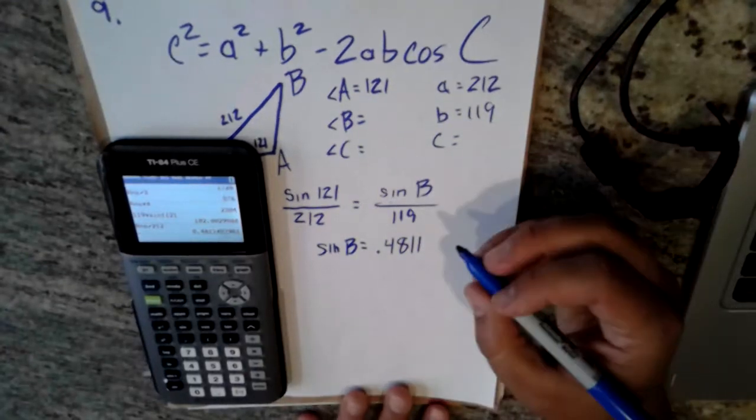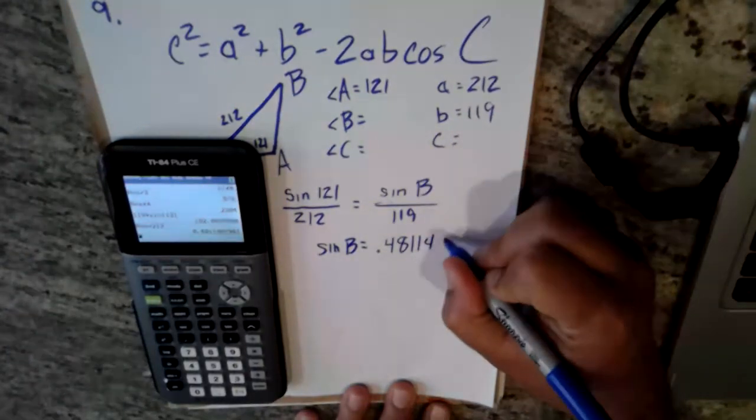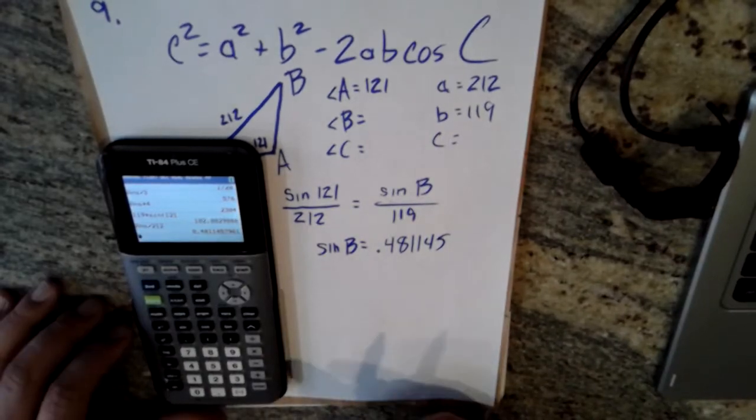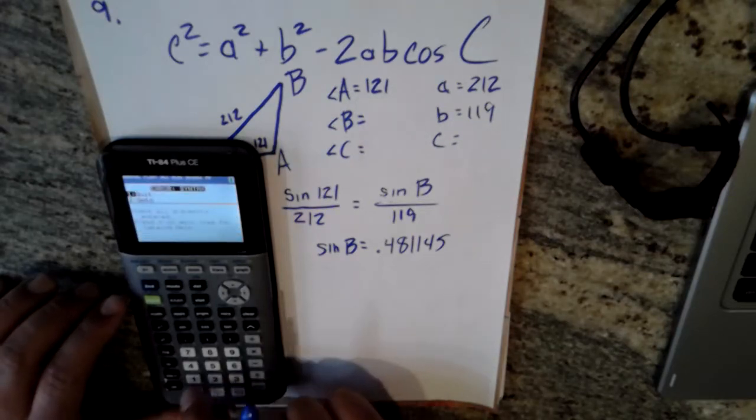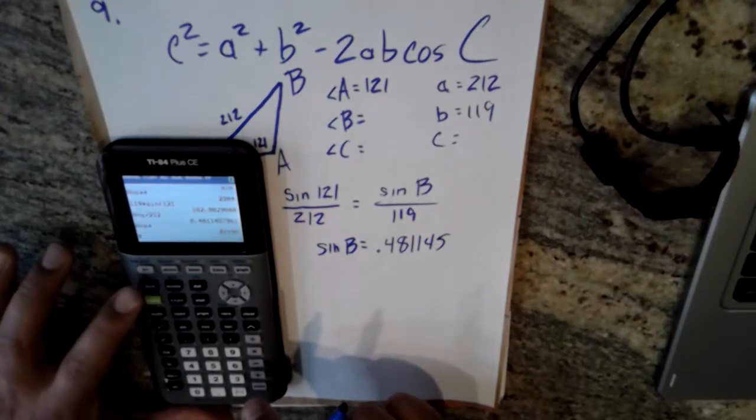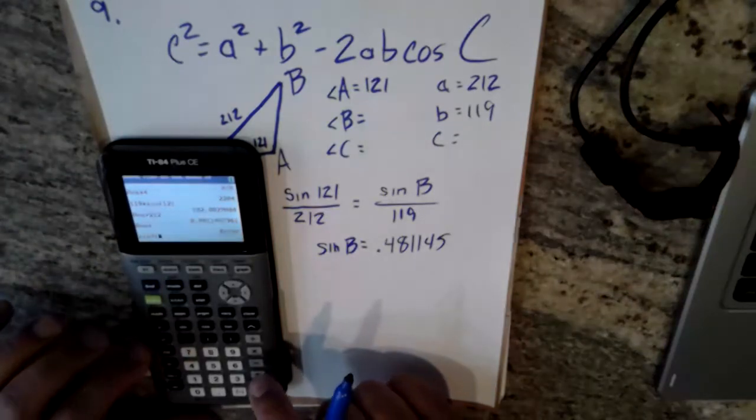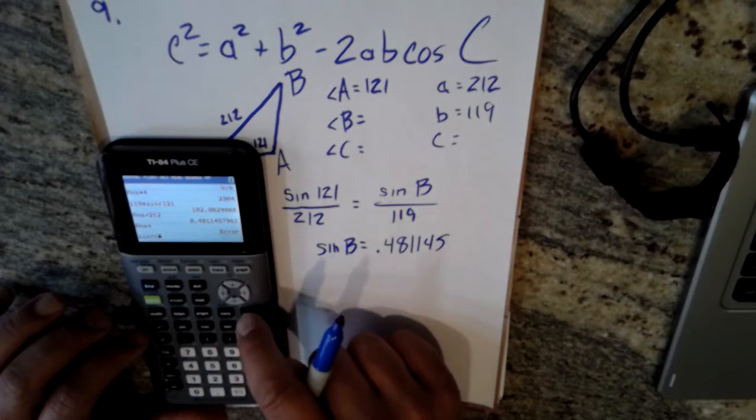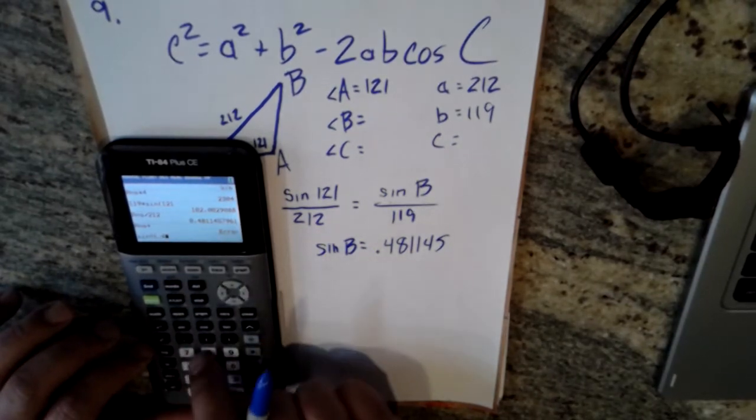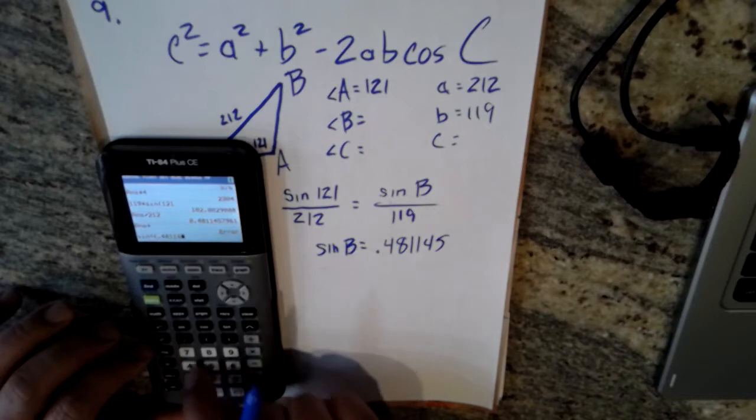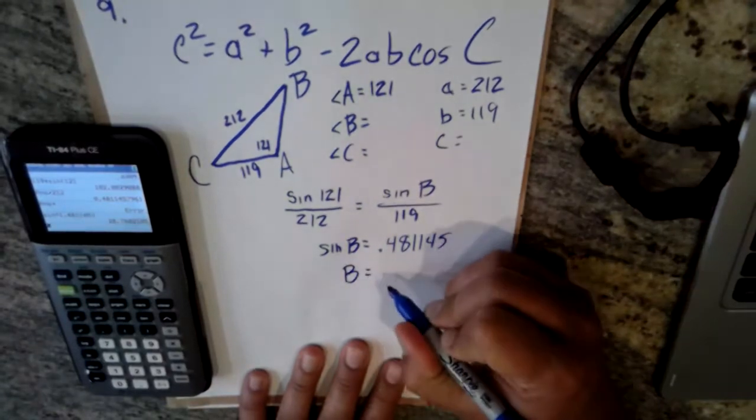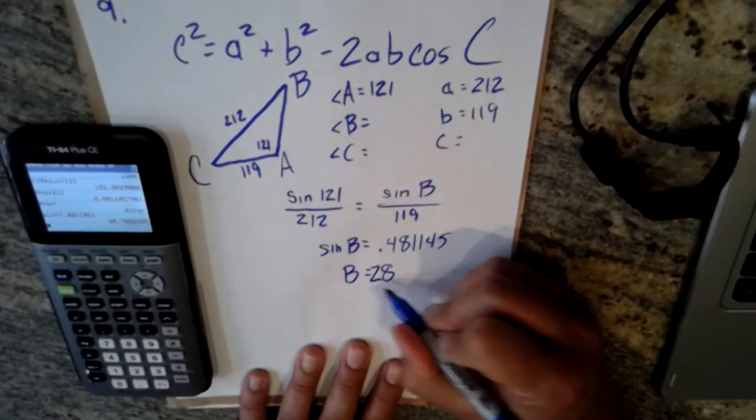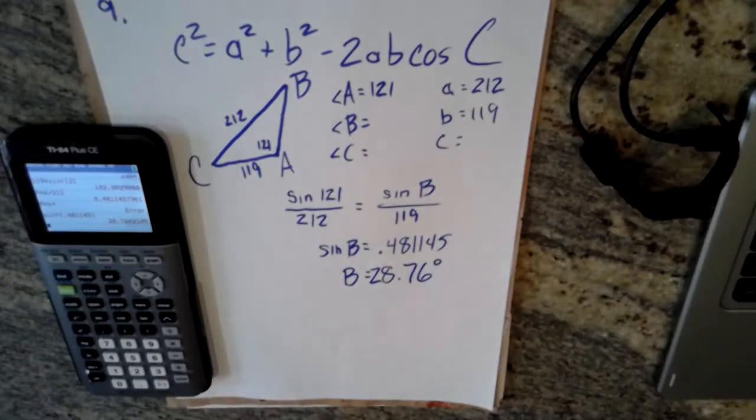Now, I want to find B. How do I get rid of the sine of B? I take the sine inverse. So I'll store that thing real quick, and then we'll go second sine. I'll just type it in, 0.481145, enter, and you get B is 28.76 degrees. Now I'm not gonna round that to the nearest whole number just yet.